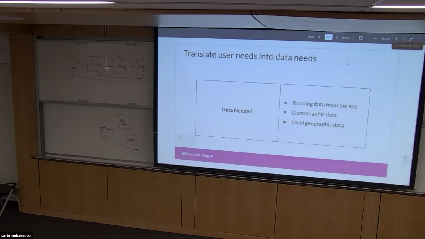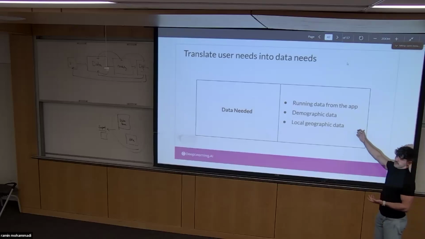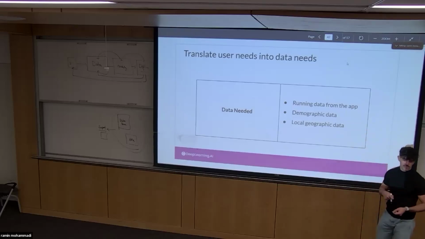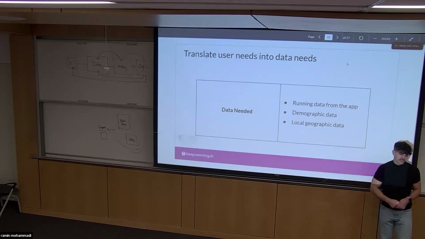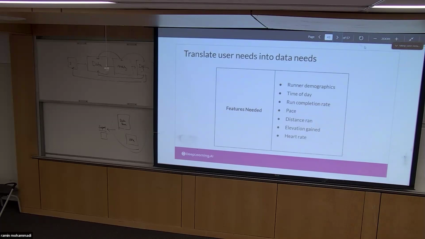And again, translating user need into data. Data need is, you need running data from the app, you need maybe demographic data, you need local geographic data. And again, this type of data, definitely you cannot just collect randomly from users. You need to be sure that you have consulted maybe a lawyer or something. If you're collecting certain types of data, like GPS data, you need to be sure that you have the right to do that. You also have told the user, and the user has agreed, that you can collect this data.